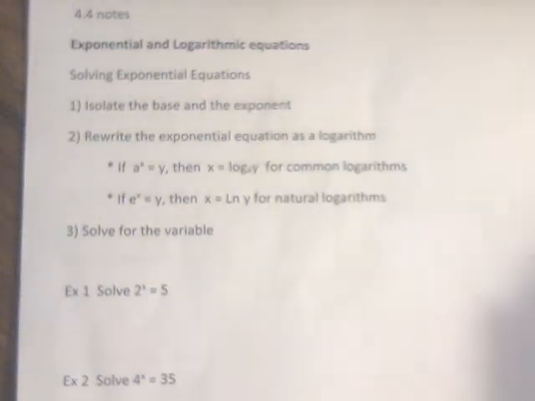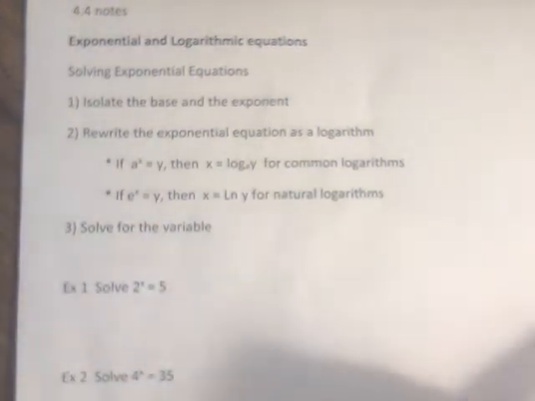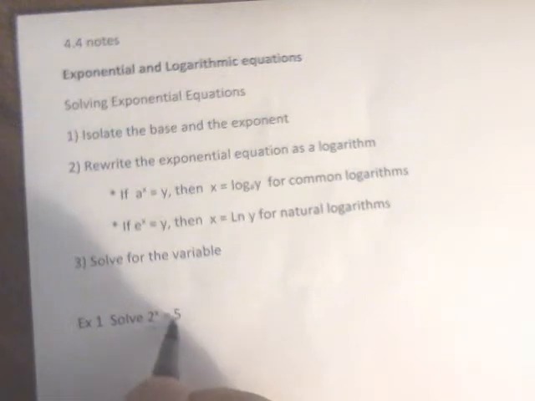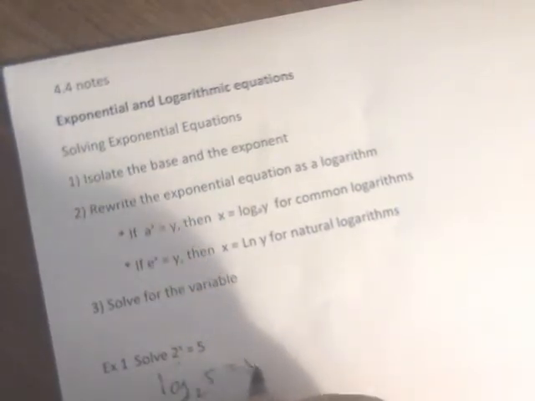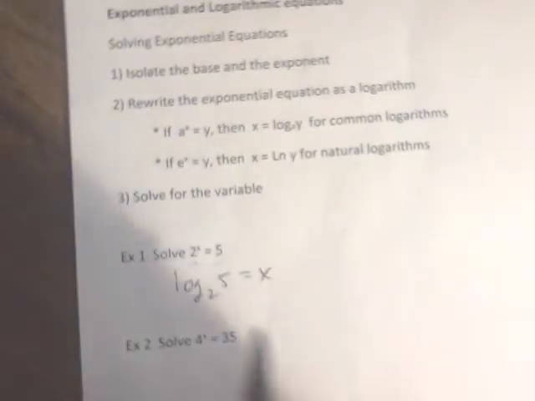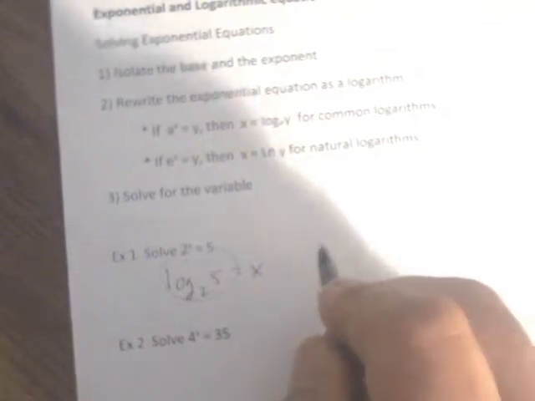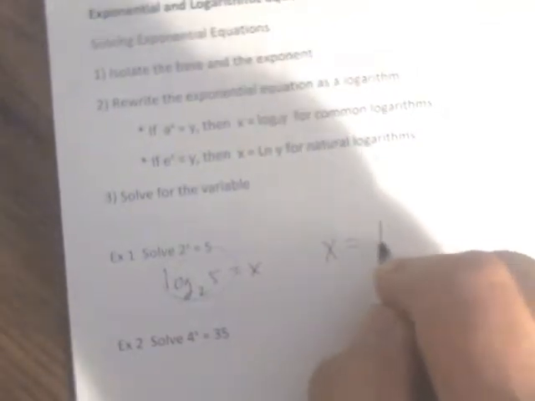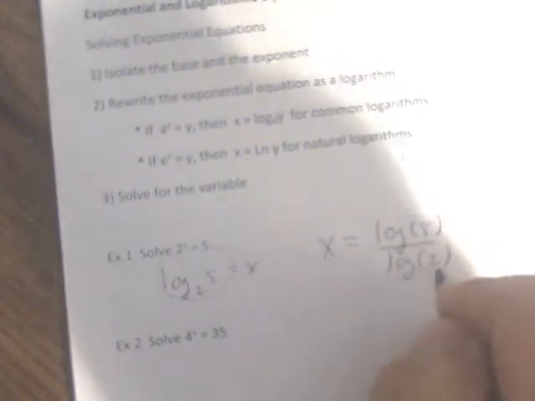a logarithm, then solve. So if I have 2 to the x power is 5, well, the 2 is my base, 5 is my number, x is my exponent. So to change this, I would go log base 2 of 5 is x. Now to get this result, I use my change of base formula. So x is going to be log 5 divided by log 2.